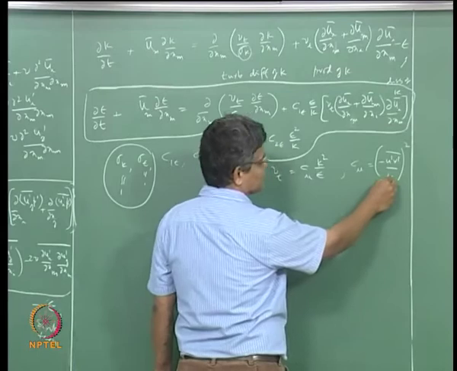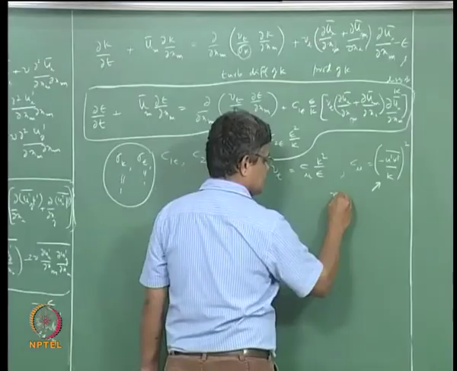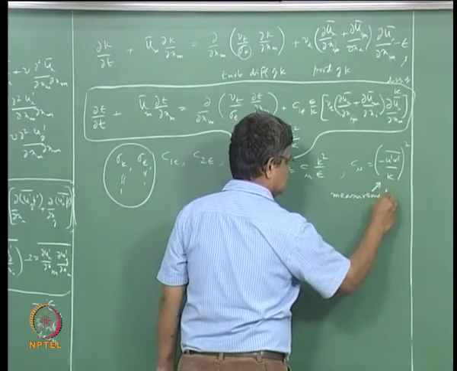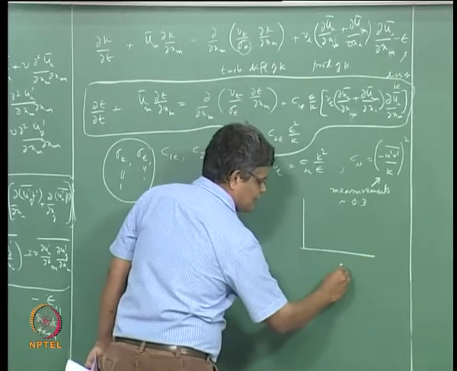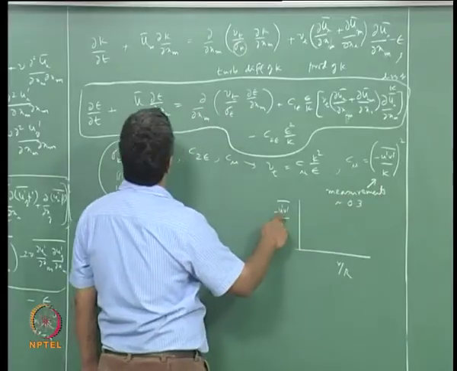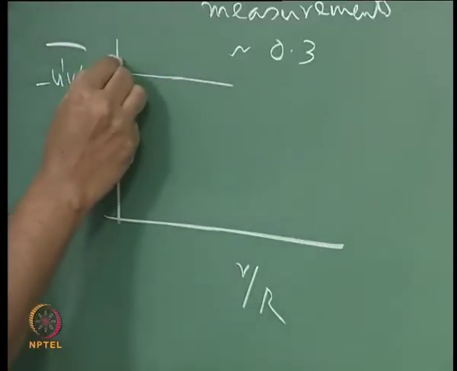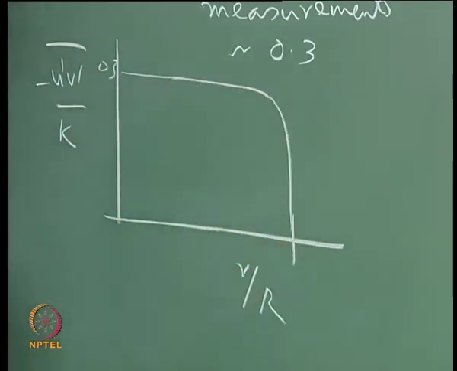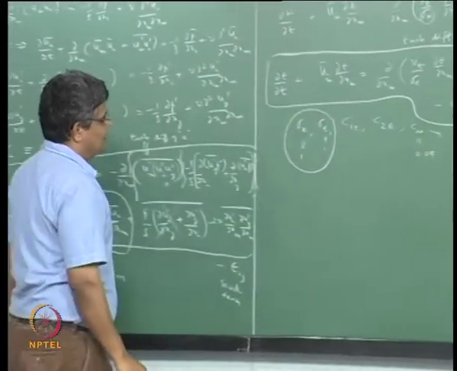and measurements show that very close to the wall, at which point there is equilibrium between the rate of production of K and rate of dissipation, this ratio is of the order of 0.3. So if you were to plot along the radial distance r by R this quantity minus u prime v prime by K, we note that K is also a turbulence quantity. We find typically it is like this around 0.3, and close to the wall it goes down like this. Over a large portion of r by R between 0 and 1, this has a value of 0.3. So based on that you put this here, you get C mu equal to 0.09.